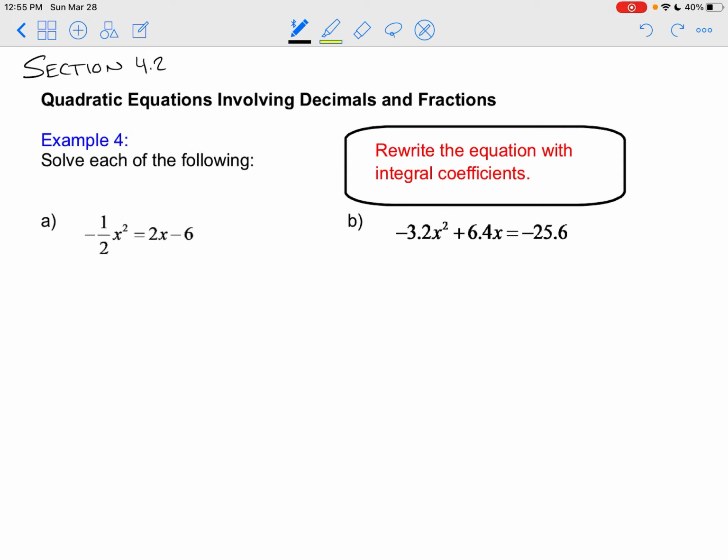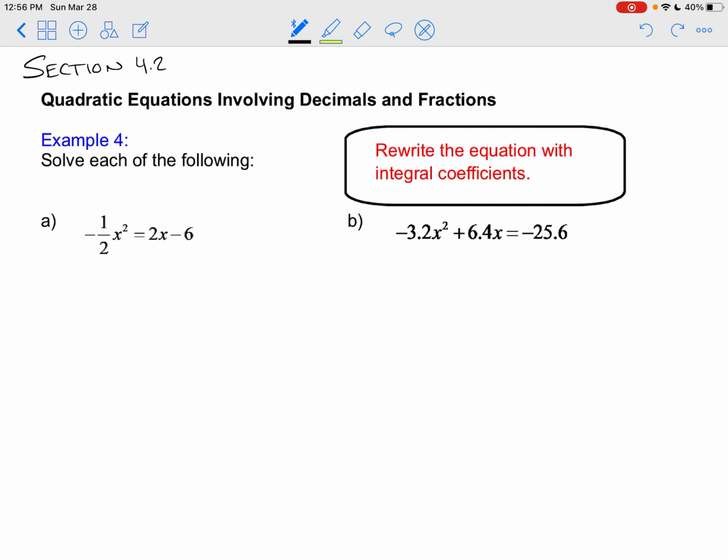Okay, example 4 in section 4.2. There's more quadratic equations, except now we're throwing in some decimals and fractions. We're still factoring to solve for our roots, but really the only added trick here is the step that is there in the box to rewrite the equation with integral coefficients. So simply, we want to try to get rid of our decimals, get rid of our fractions, and just get to whole integers. So we'll do example A here first.